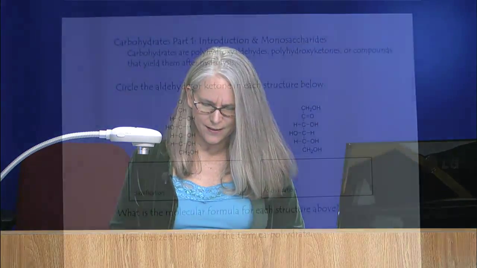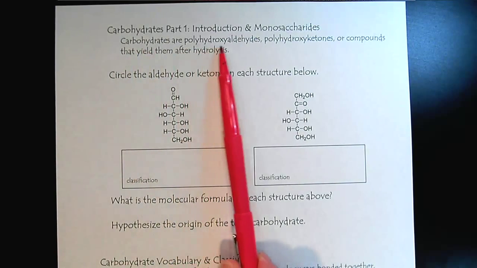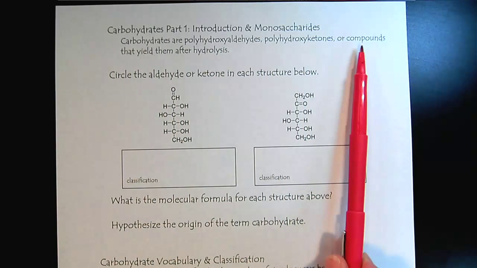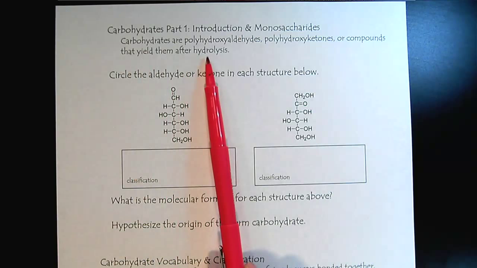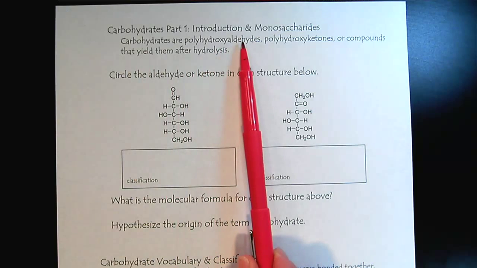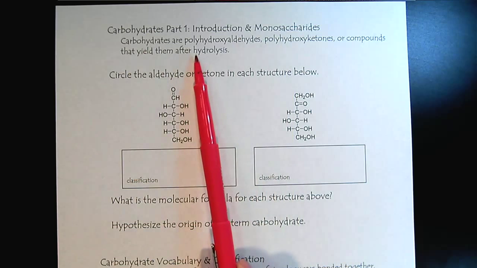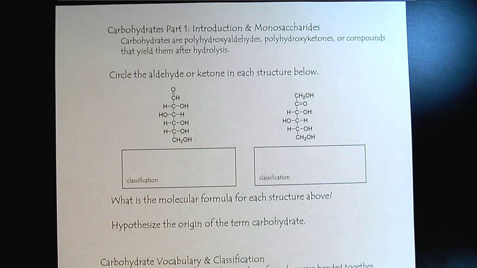Let's get started. Alrighty, so carbohydrates are polyhydroxyaldehydes and polyhydroxyketones, or compounds that yield them after hydrolysis. So this is really referring to the simple sugars, the monosaccharides. And then in future tutorials, we'll look at how they link together. And that's where this second part of the statement comes in.